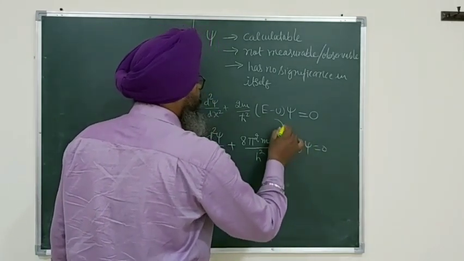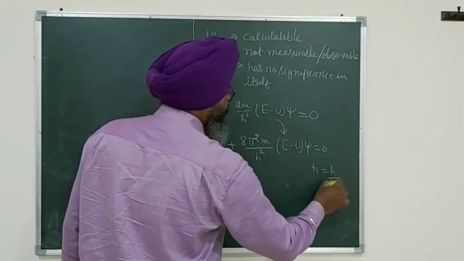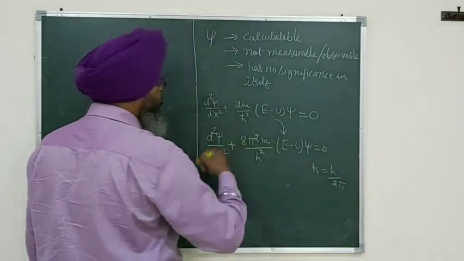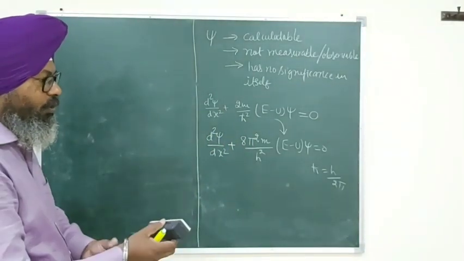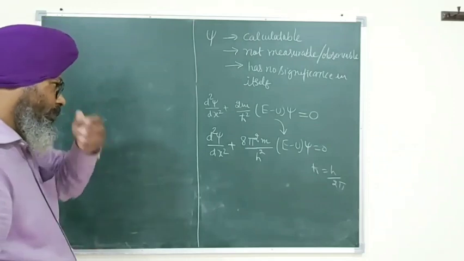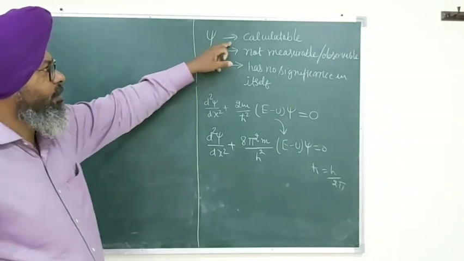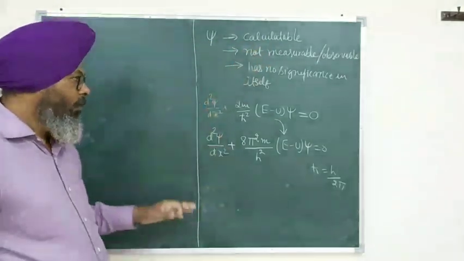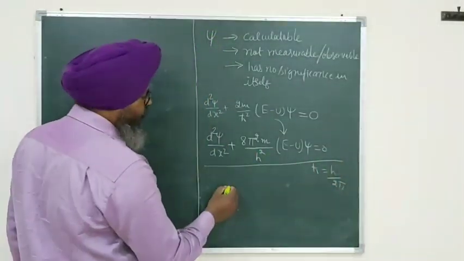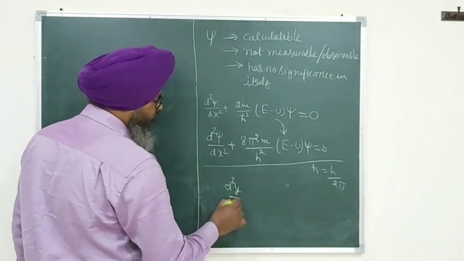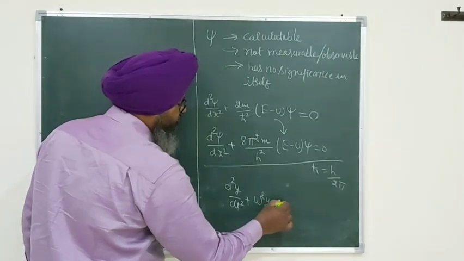You will be able to transform this equation into this equation just by putting h bar equal to h upon 2 pi. And this equation most of the students might have seen in their chemistry subject at the school level, and this is the one-dimensional Schrödinger equation. Now I want to tell you how I have made this statement that psi is calculatable. Now if we look at this and try to compare it with a famous equation of simple harmonic motion, d2y upon dt square plus omega square y is equal to 0.